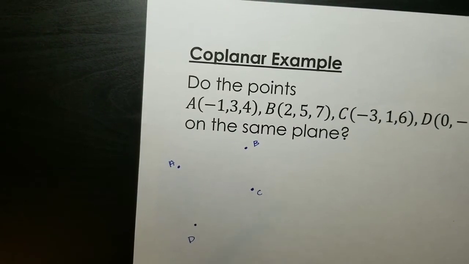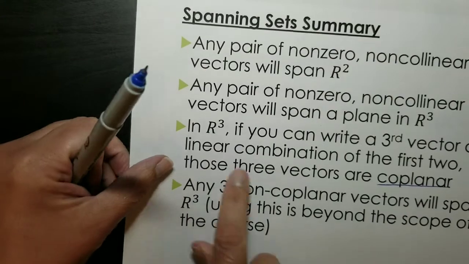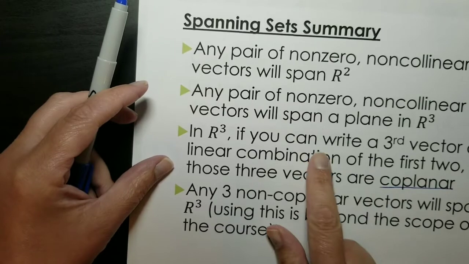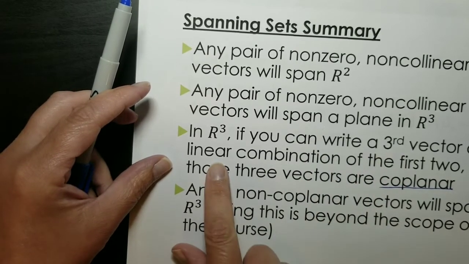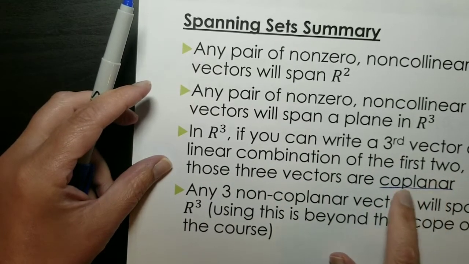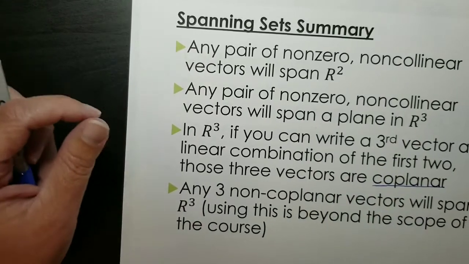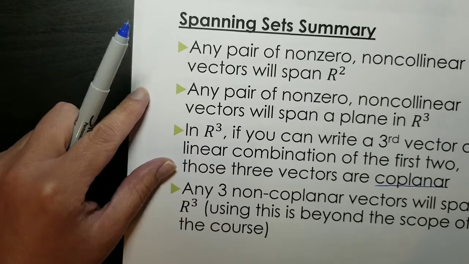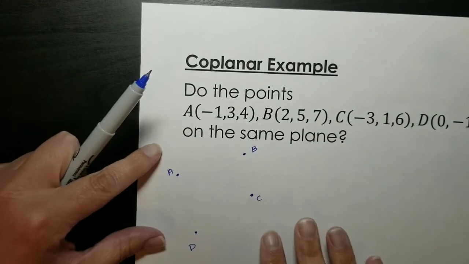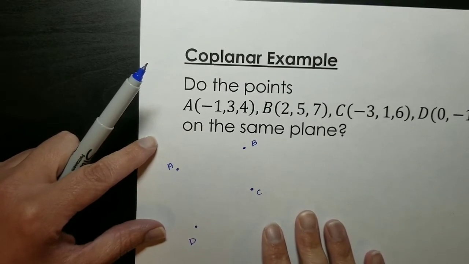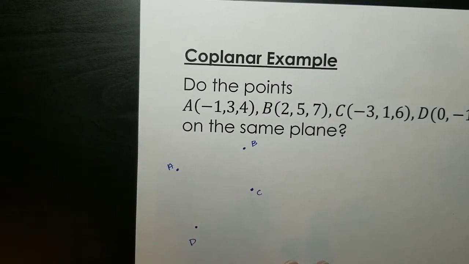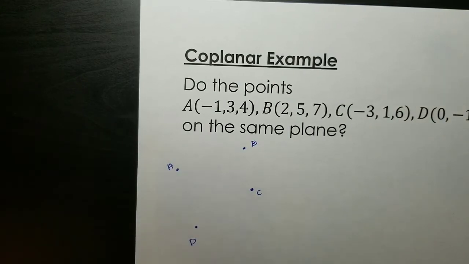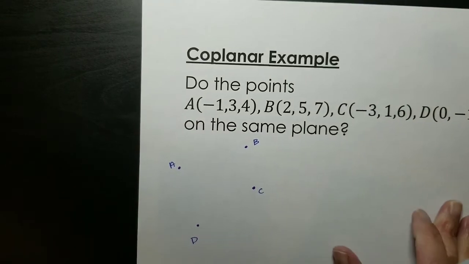So flipping back here, remember in R3, coplanar means on the same plane. If we can write a third vector as a linear combination of 2 other vectors, then those vectors are all coplanar. So they would be all on the same plane. So let's try to use our 4 points and make 3 vectors. And then if we can write the third vector as a linear combination of the first 2, then we know that those would all be coplanar.